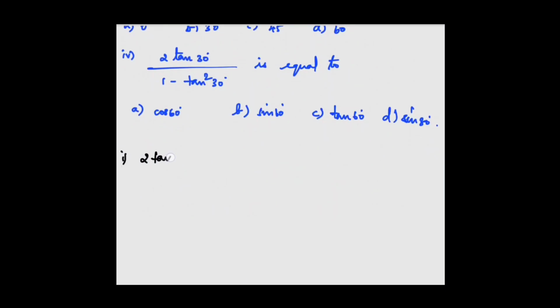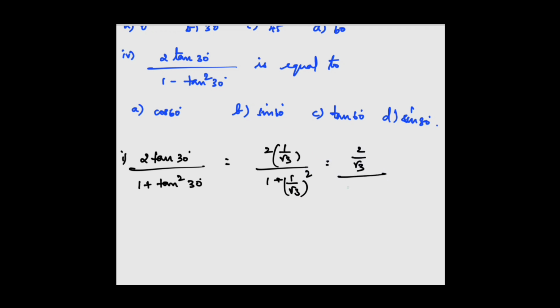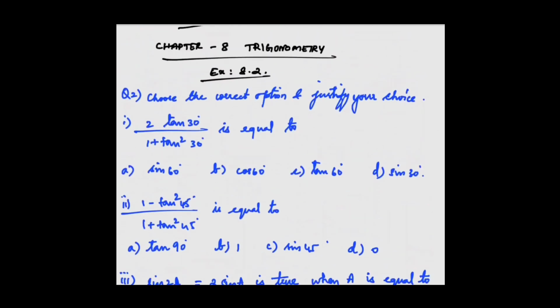2 tan 30 divided by 1 plus tan square 30. We know tan 30 is 1 by root 3. So it is 2 by root 3 divided by 1 plus 1 by root 3 the whole square, which is 2 by root 3 divided by 1 plus 1 by 3, 2 by root 3 divided by 4 by 3, cancelling 2's, which is equal to 3 by root 3 into 1 by 2, which gives us root 3 by 2, which is equal to sin 60. So, this is option A.